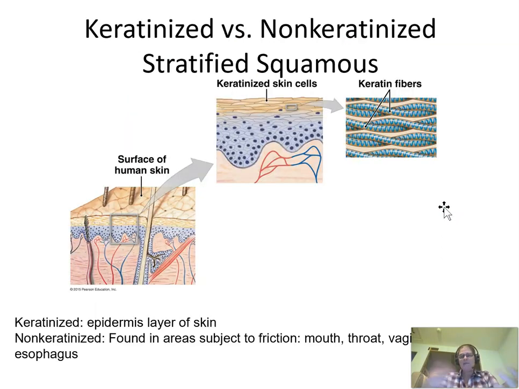Now, because we have this in different areas of our body, it can have keratin, which is a waterproofing protein. It basically helps prevent you from drying out, because, for example, this is in your epidermis. If your epidermis were to dry out, it would open and crack. So the keratinized is in the epidermis. The non-keratinized is found everywhere else.